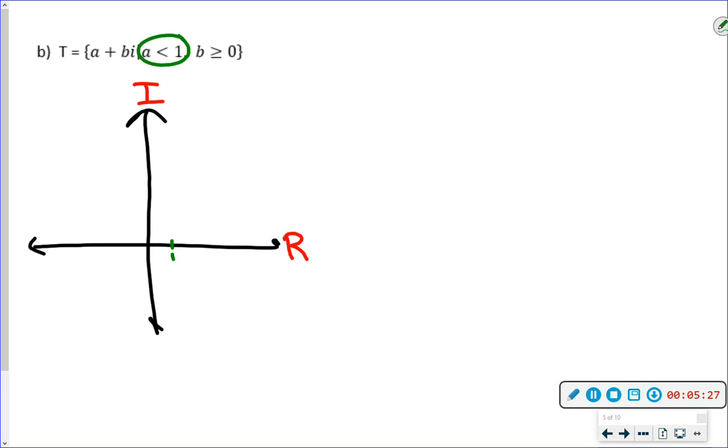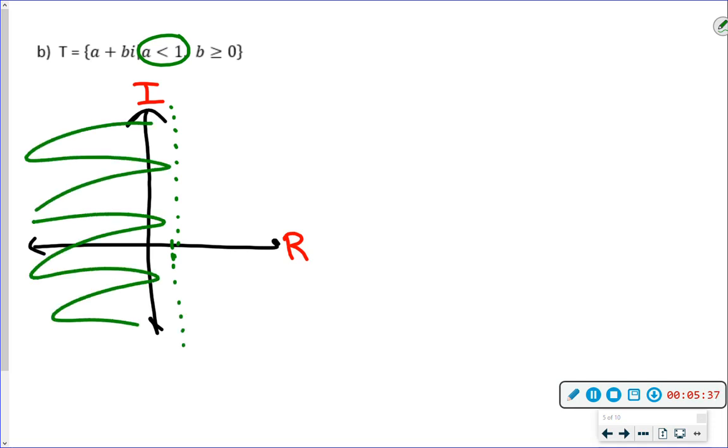Everything to the left. Now, less than, you don't have the equal to on it, so the line itself is dashed. And I'm just going to lightly shade as much as I can on the smartboard to the left. Now, b greater than or equal to 0. So the imaginary part, remember, is the b. Now, the imaginary is your vertical axis. If we're greater than or equal to 0, are you above or below the real axis? Up. Solid line because of the equal to.